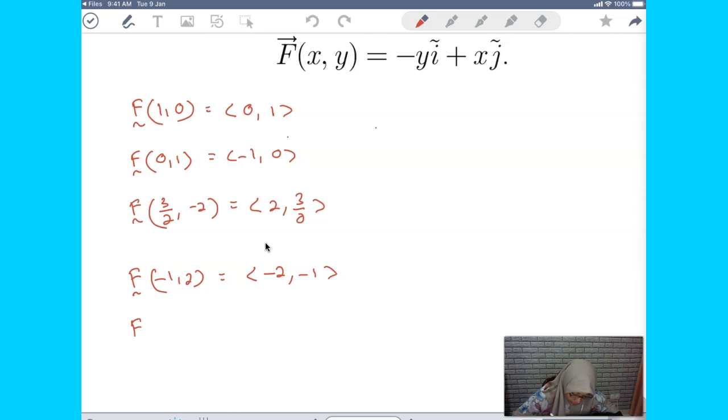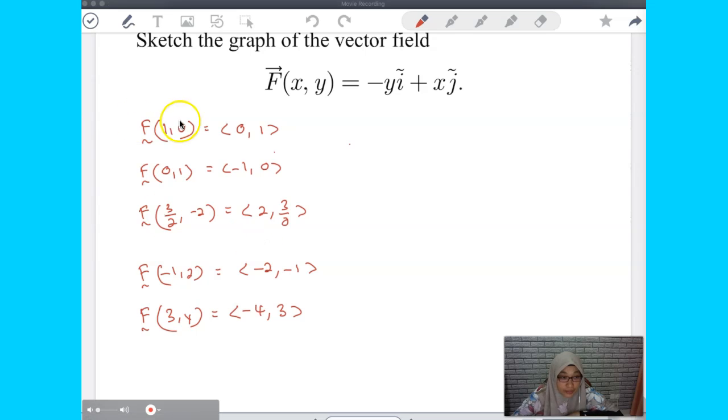Maybe we choose another input vector, 3, 4. So minus 4, 3. Okay, so that is the input vector, and we'll give you the output. Now we want to plot this output vector so that we can have the vector field.